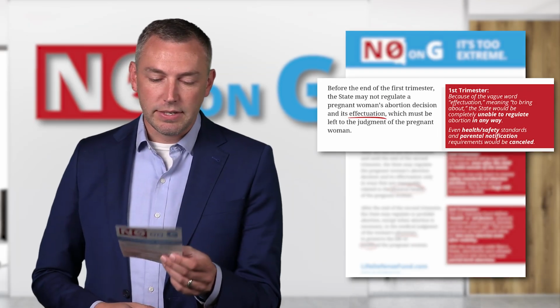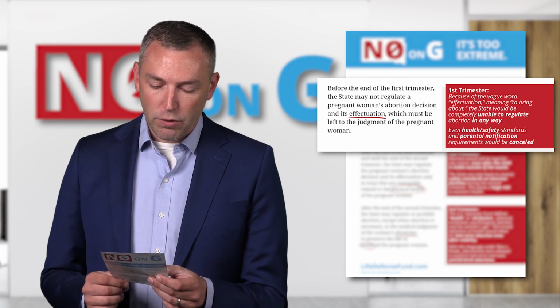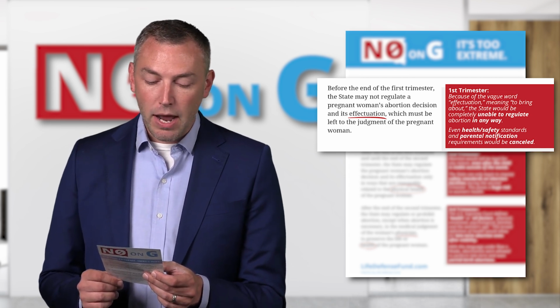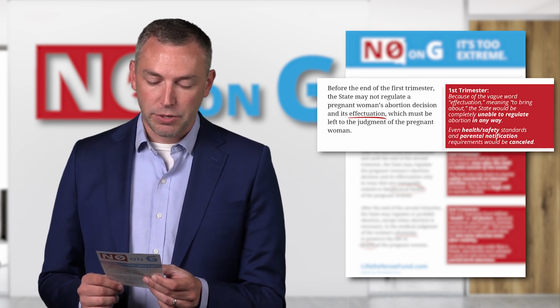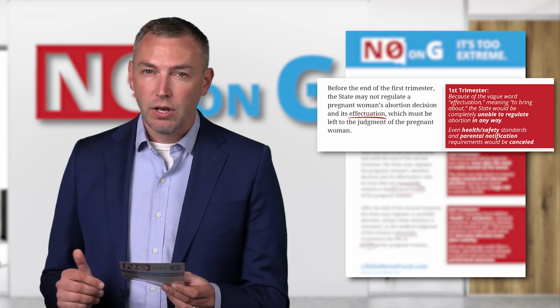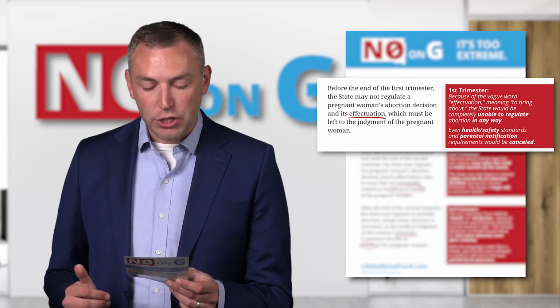The first sentence says, before the end of the first trimester, the state may not regulate a pregnant woman's abortion decision and its effectuation, which must be left to the judgment of the pregnant woman. Now, it's really important to know that none of these terms are defined in Amendment G. And in other amendments, in other areas of the law, you'll see where there's a confusing or vague term, those terms will have definitions so people can know exactly what they're passing. Amendment G doesn't have those definitions.